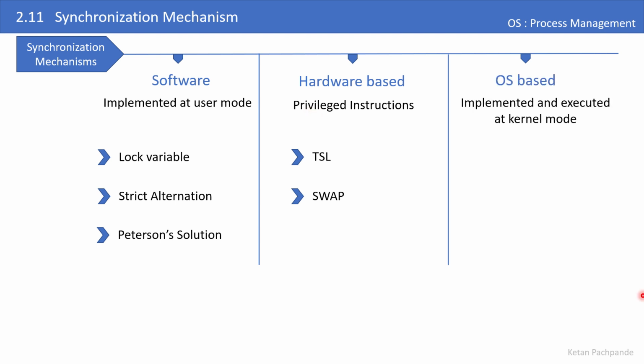The third category of synchronization mechanism is OS-based solutions, which are implemented and executed in kernel mode. The semaphore and monitor we are going to discuss are implemented by the operating system itself, and the user just uses these tools or mechanisms in their programs at the user level. Execution is done at the kernel level whenever the user level program invokes these mechanisms. So all these seven mechanisms we are going to discuss one by one from the next session.